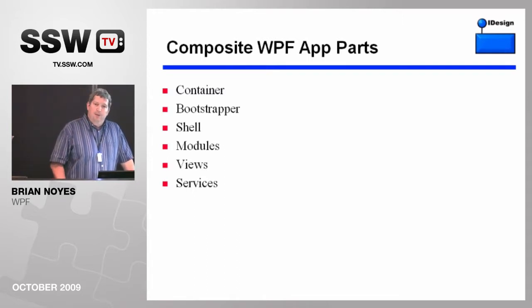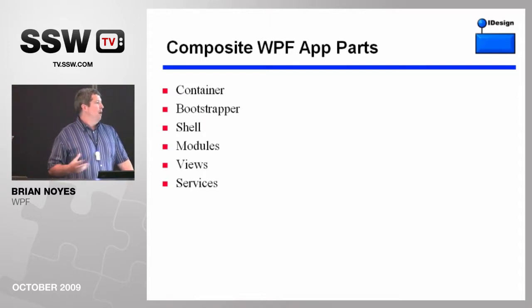So under the covers of Prism, there is a container. By default, it's the Unity container that's also written by patterns and practices. It's completely swappable with a container of your choice. So if you want Spring.NET, StructureMap, Castle Windsor, and Ninject, there's lots of those out there in the .NET space now as it's becoming more popular. You can substitute those in.